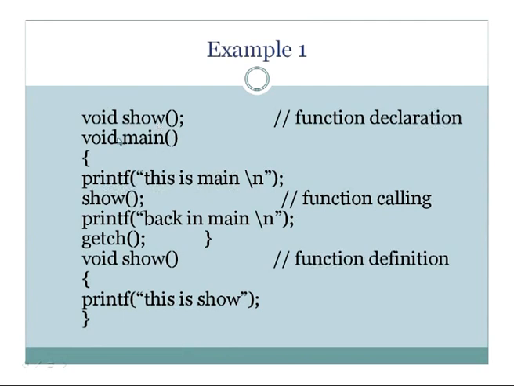Then we are using main function. You should remember that main by itself is also a function. Therefore, the return type of main is void, the name of the function is main, followed by blank parenthesis. Body of main starts from here. Body of main is closed by this closing braces. When the main function has been defined, then the definition of show function starts.